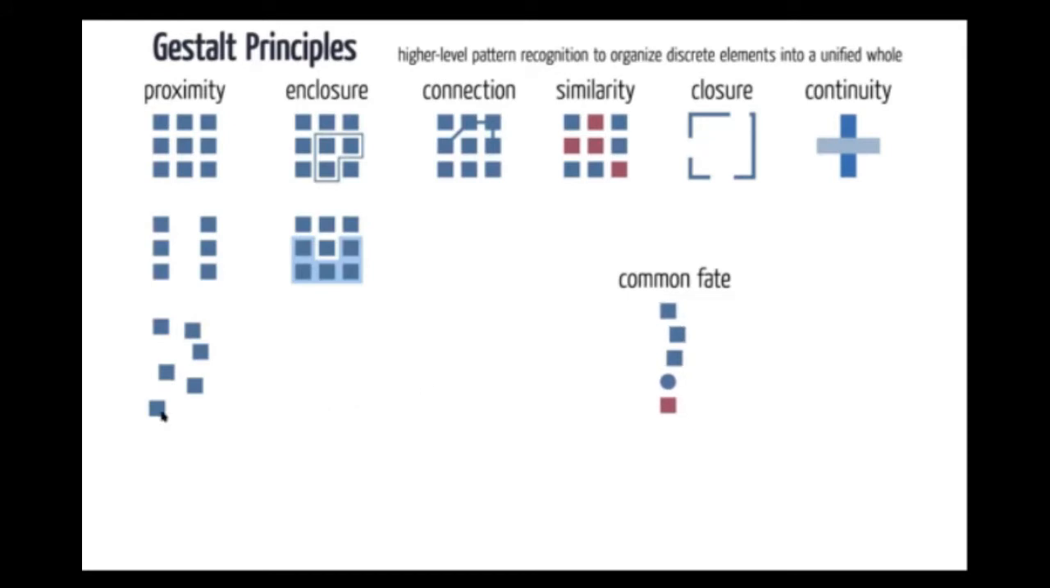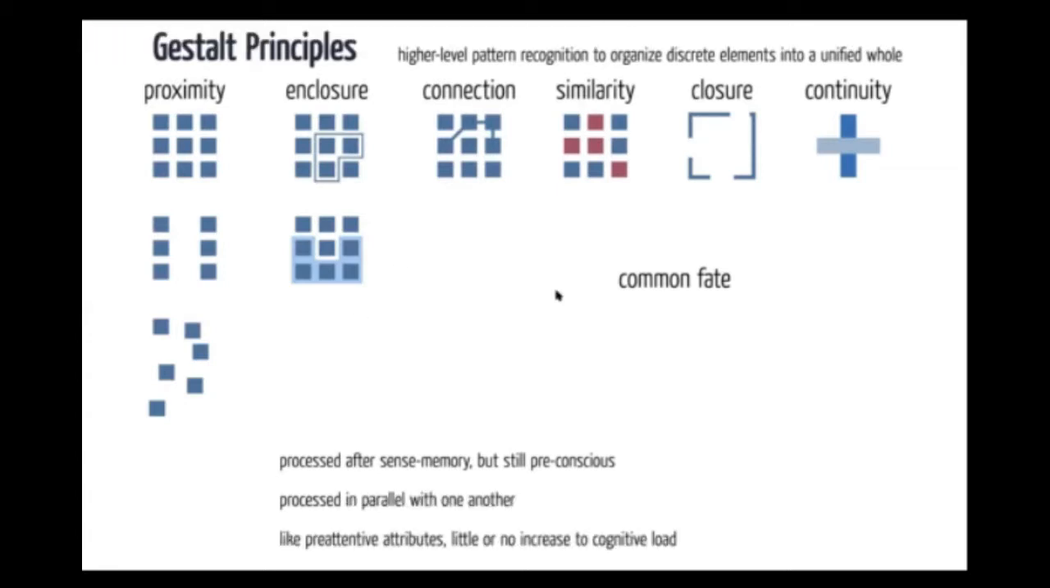Common fate is when things seem to be moving together, you assume that they are somehow connected. These are processed after your sense memory, but they're still pre-conscious. And they're processed in parallel with one another. Like preattentive attributes, there's little to no increase in the cognitive load.